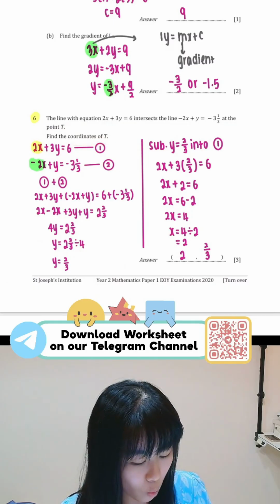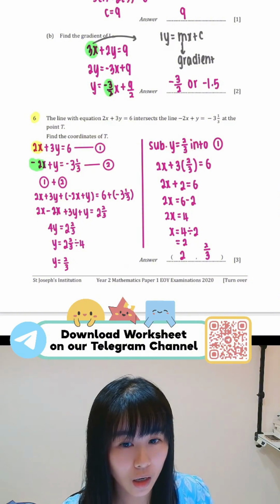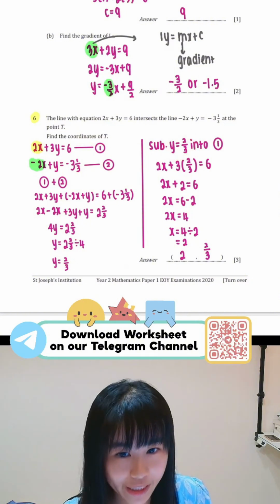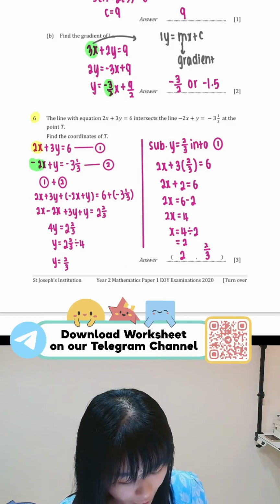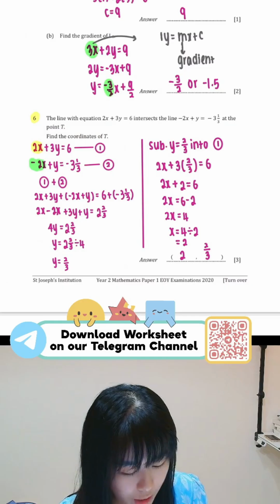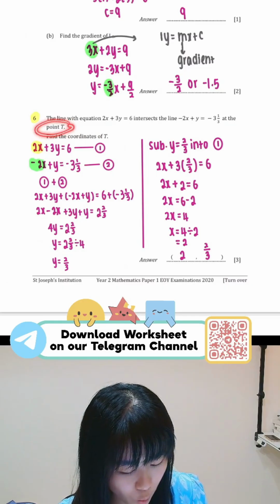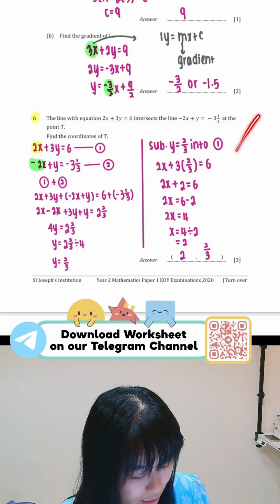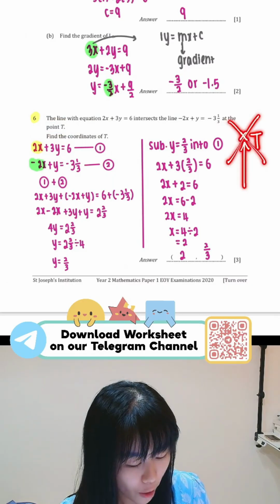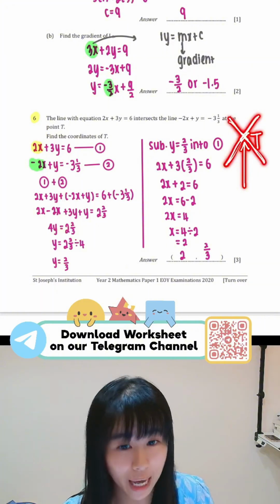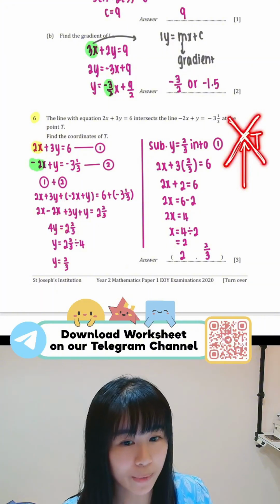So you will sub in y is 2/3 into either of the equation. You can sub in to 1 or you can sub in to 2. It doesn't matter because at point T is where the 2 equations intersect. Where they intersect, your point T will lie there. So your point T will lie in these 2 lines, so it doesn't matter which one you sub into.